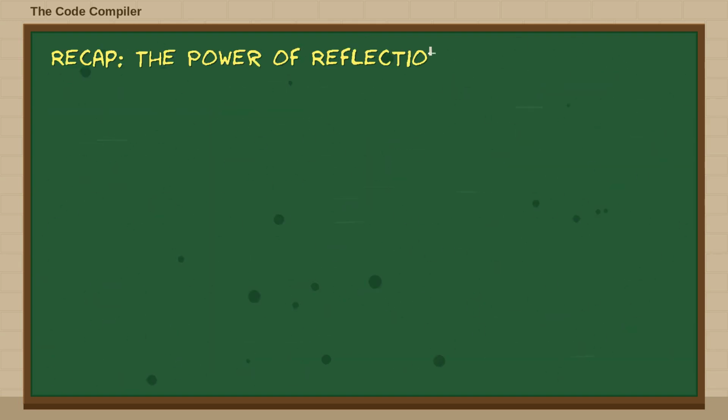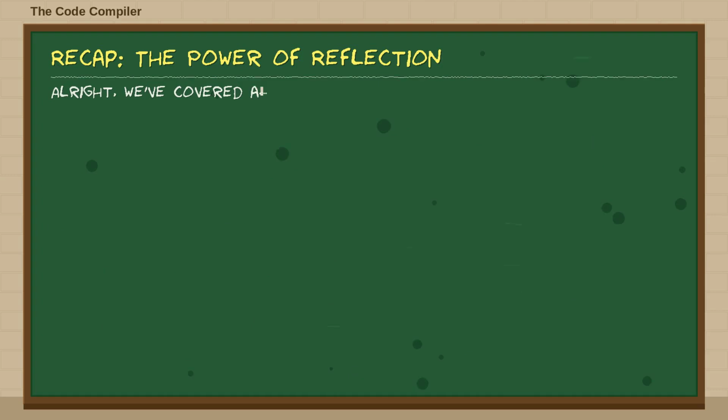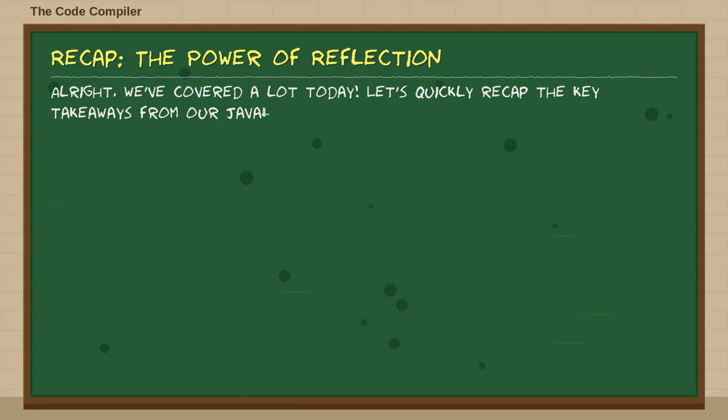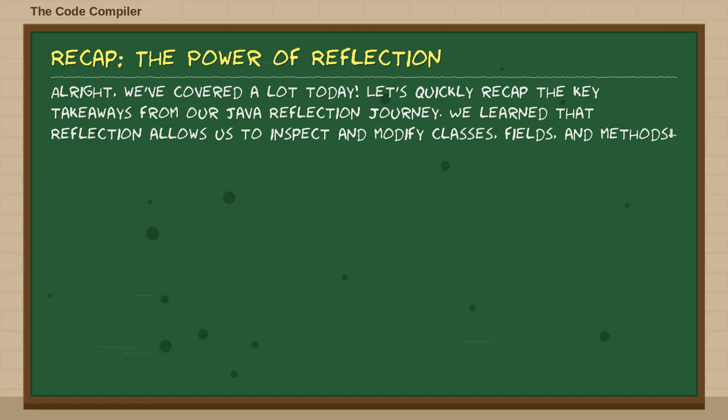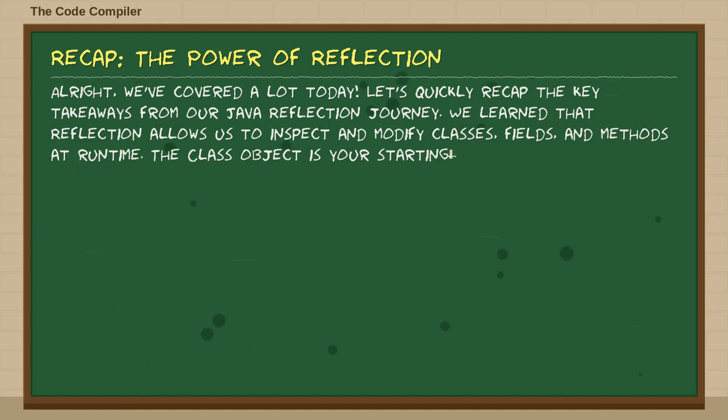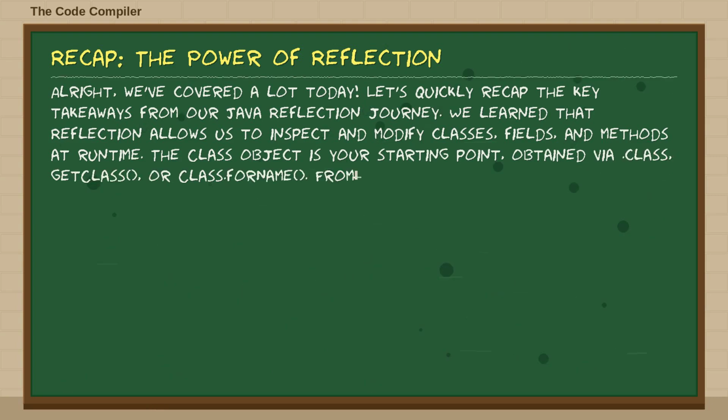Alright, we've covered a lot today. Let's quickly recap the key takeaways from our Java reflection journey. We learned that reflection allows us to inspect and modify classes, fields, and methods at runtime. The class object is your starting point, obtained via .class, getClass, or Class.forName.